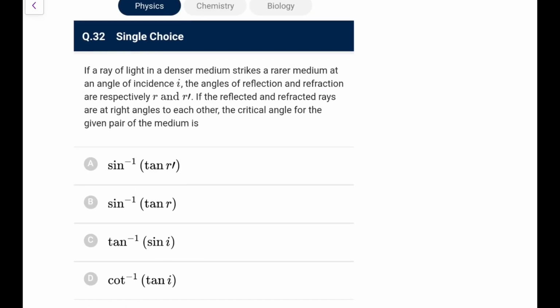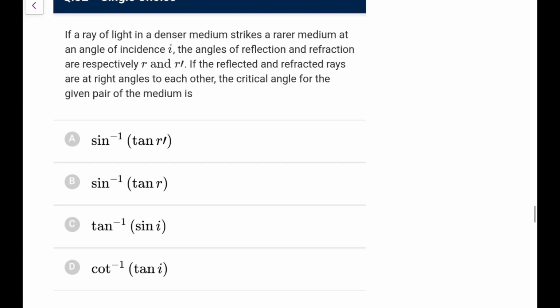Next one. If a ray of light in a denser medium strikes a rarer medium at an angle I, the angles of reflection and refraction are R and R dash. If the reflected and refracted rays are at right angle to each other, the critical angle for the given medium is? You can directly make it out. This is the condition for the Brewster law. So tan I is equal to mu, and sin theta c that you search for is equal to 1 by mu.